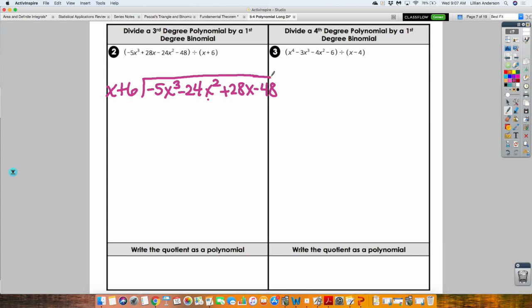Now, you always start with the first term in your dividend. X times what gives you a negative 5x to the third? Negative 5x squared. Okay? So I'm going to put that above the x squared, so negative 5x squared at the top. What do I do with that negative 5x squared? I need to multiply it by what? The divisor. So negative 5x squared times x is? And what's negative 5x squared times 6?